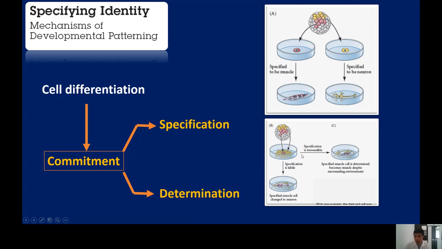Here, when the specification is reversible, even the mother of muscle cells, if it is cultured with the other types of cells that may affect its circumstances, will still definitely become the muscle cell itself. So a determined muscle cell becomes muscle despite the surrounding environment.